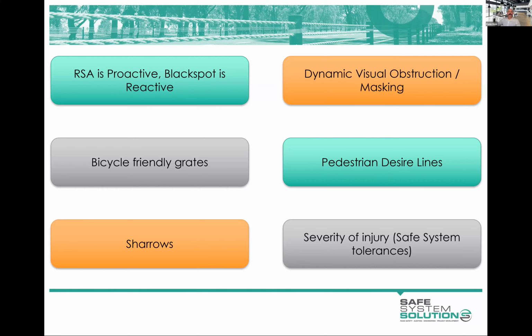Okay, here we go. Random 6, as I say, not like they're the most important 6, but 6. Road safety audit is proactive, black spot is reactive, dynamic visual obstruction or masking, bicycle friendly grates, pedestrian desire lines, sharrows, severity of injury and safe system tolerances and energy and the like. So let's have a look through. Here we go.